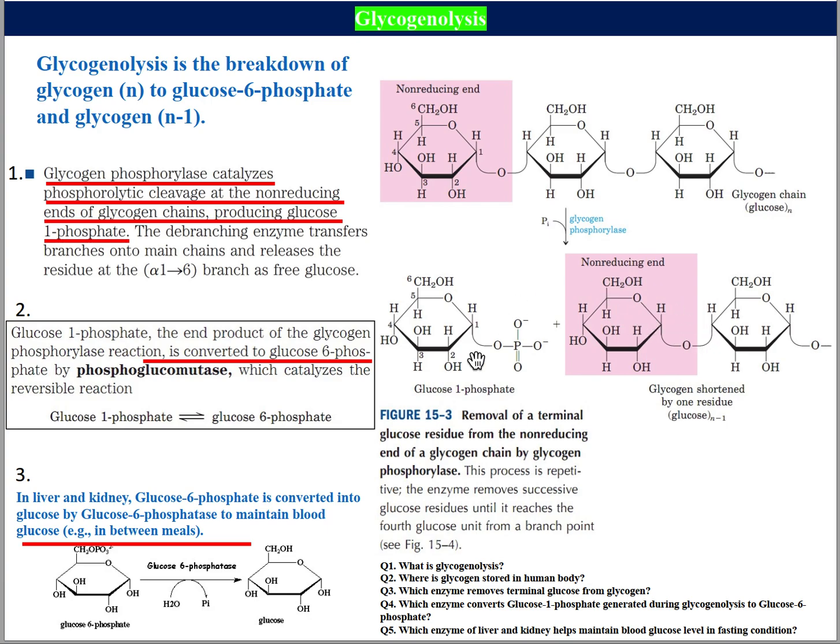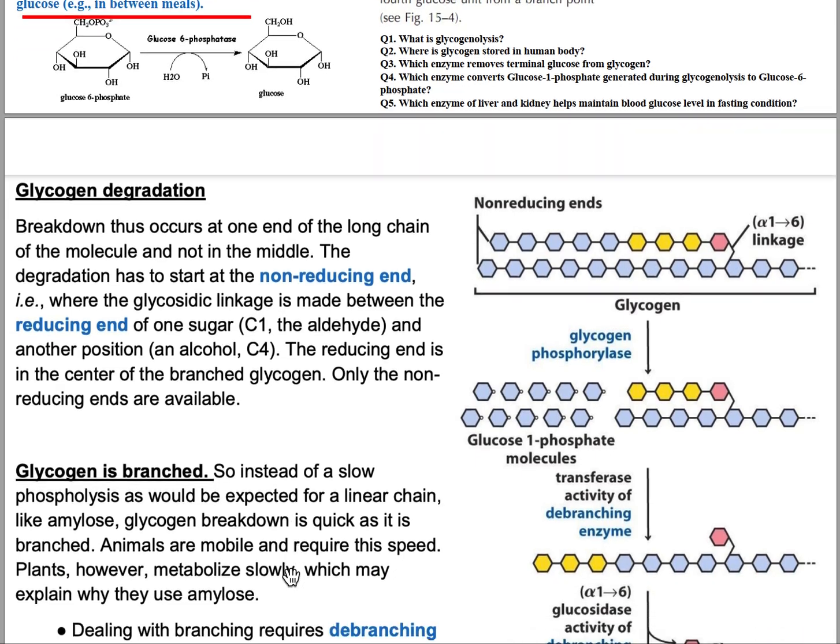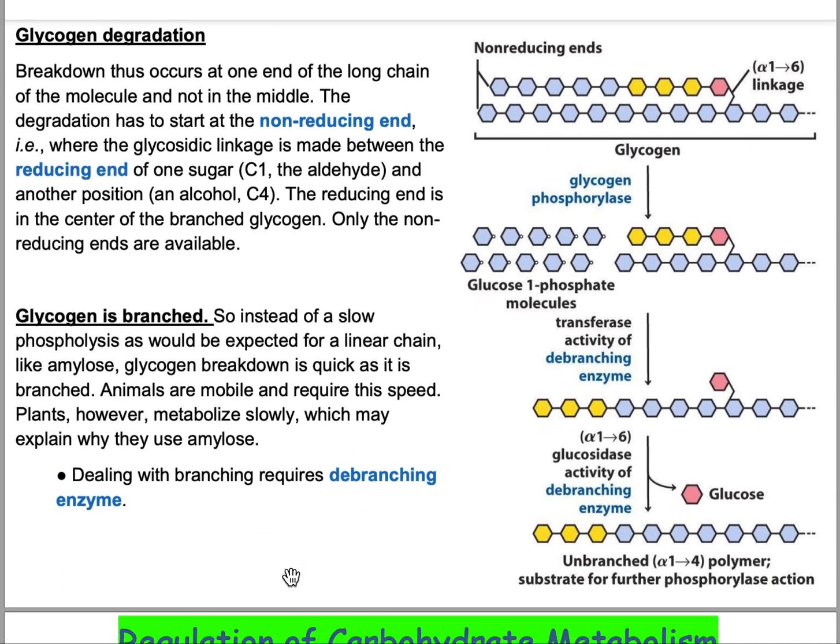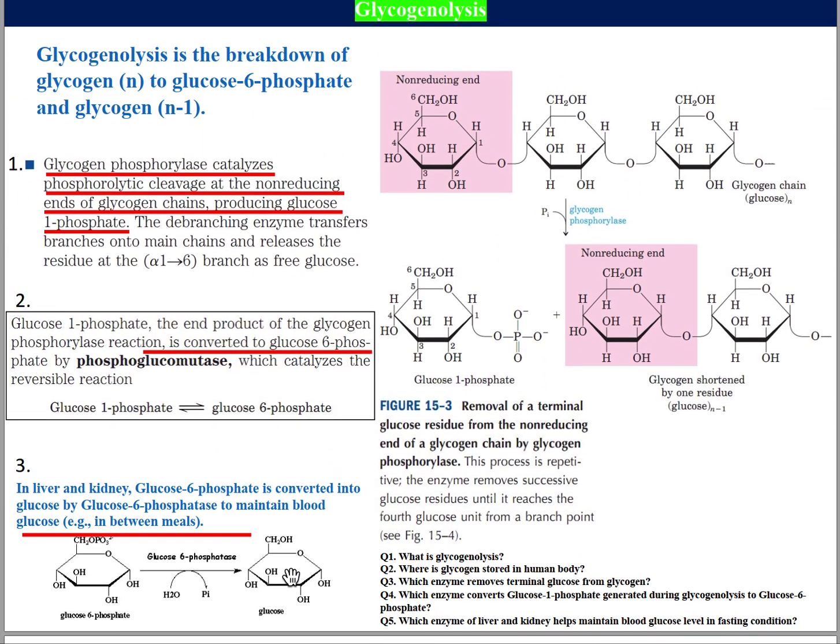Then glucose 1-phosphate is converted to glucose 6-phosphate by phosphoglucomutase, and then glucose 6-phosphate is converted to glucose by glucose 6-phosphatase. Then this glucose is delivered to the blood to supply glucose in case of our body's need. So that is the removal of glucose by glycogen phosphorylase in a linear chain.